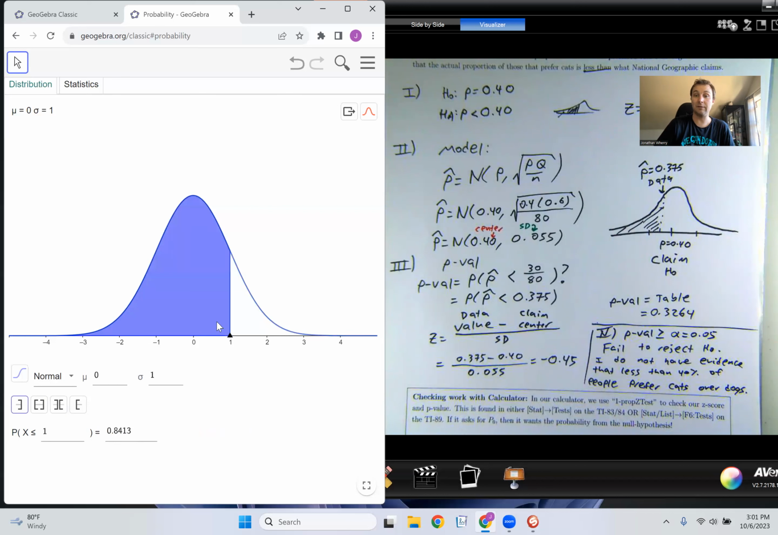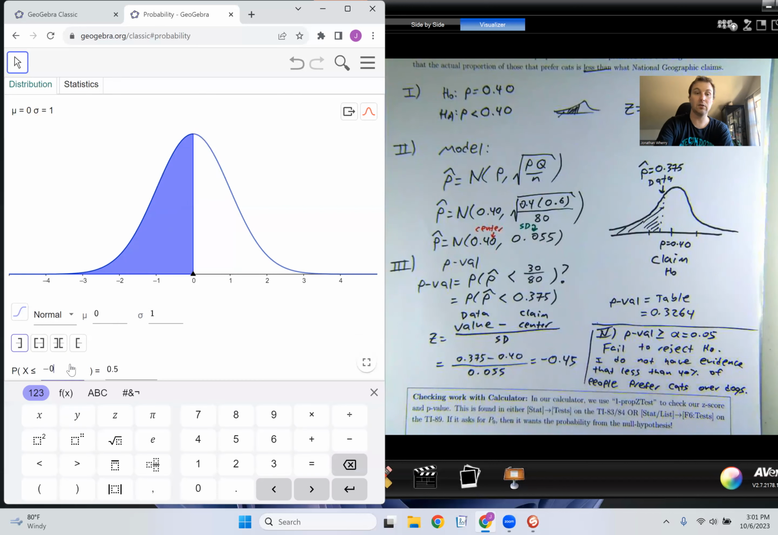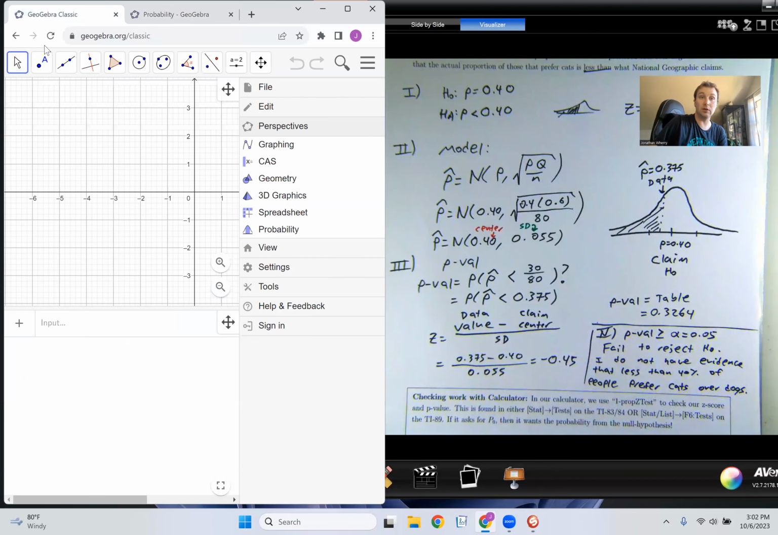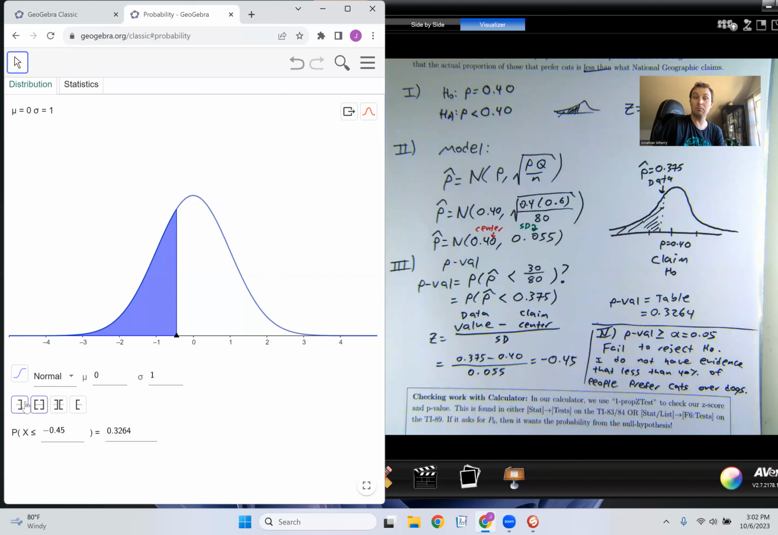In this case, I have a left-tailed test. And my z-score, which I'm going to type into this lower block here, is negative 0.45. And this gives me a p-value of 0.3264. I'm getting the same thing. So if you like using GeoGebra to calculate that p-value, go for it. Again, you go into GeoGebra, you open up probability. Inside of normal, make sure it's shaded to the correct direction. You type the z-score into the block, and it spits out your p-value.